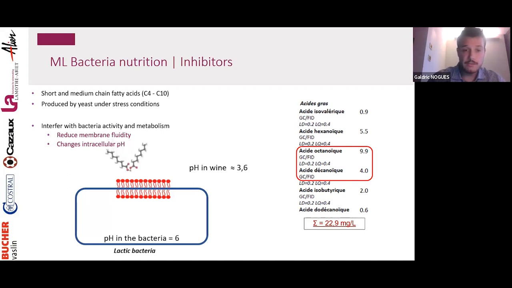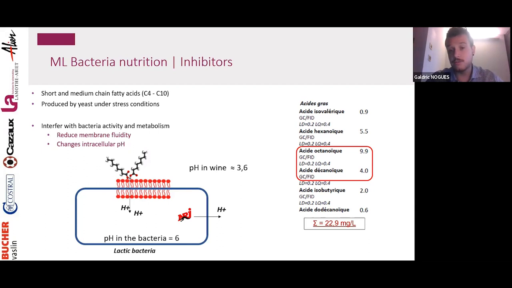They actually get to the bacteria, they stick to the membrane and they reduce the membrane fluidity. But because they are charged as well, they have a positive or negative charge, they go through the membrane and they release a proton in the medium of the bacteria. So they change the intracellular pH of the bacteria, which is normally around 6. pH in wine will be around 3.6, let's say, on reds. So by increasing the amount of protons in the bacteria, you actually lower the intracellular pH of the bacteria. So to keep it good, the bacteria has to exit the H+, these protons, and it costs energy for her. So basically, when she does this, she loses energy fighting with the medium chain fatty acids. And it can go very high.